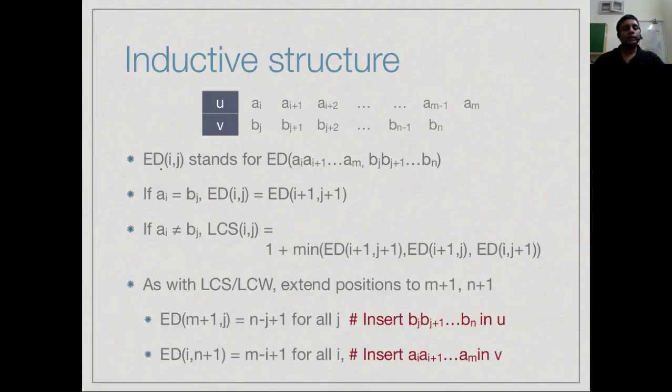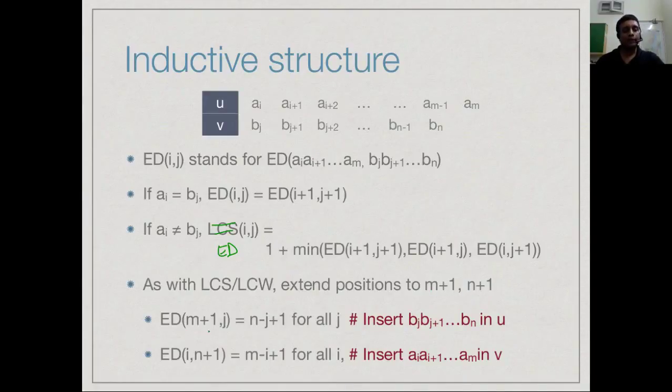So this gives us the final inductive structure that we want. So ED, the edit distance for the word starting at i and j, if AI is equal to bj, is ED of i plus 1 j plus 1. If it is not equal, then it is 1 plus the minimum of the edit distance of these three different subproblems. As usual, we extend this to m plus 1, n plus 1, but the interpretation is now different.